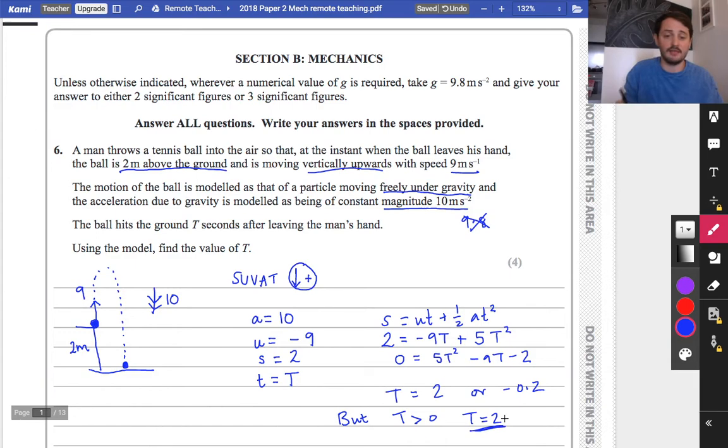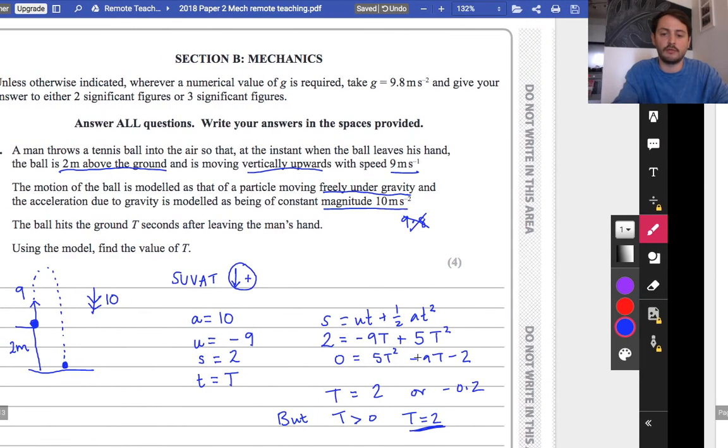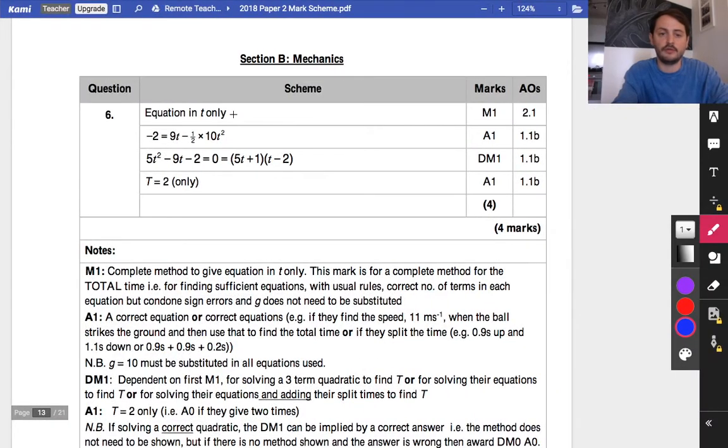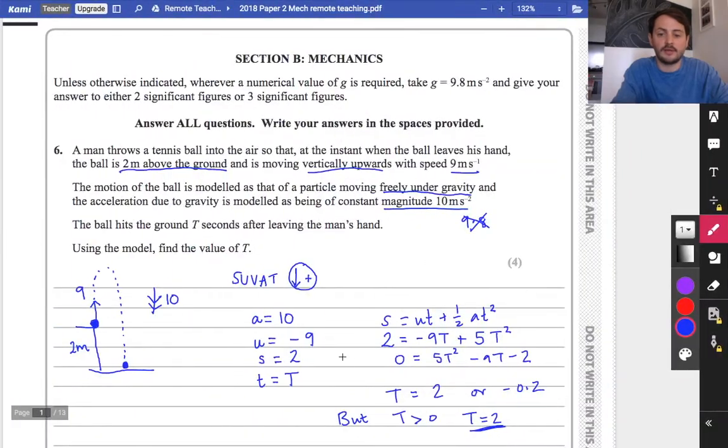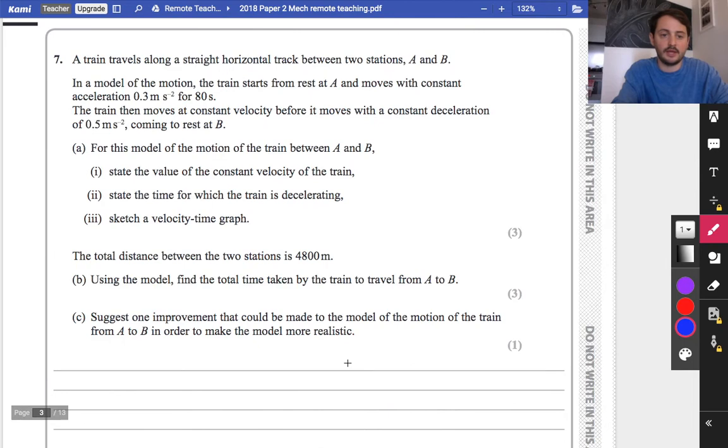Okay, so that's a really easy first question for SUVAT there. I'm just going to really quickly show you the mark scheme so you can see how you'd get those 4 marks. First of all, an equation that only has t in it. If it's s equals ut plus a half at squared, you get 2 marks for getting this bit here, because you've got the accuracy mark as well. The third method mark is just for solving the equation, but you can just solve this on the calculator. So the last mark is just for coming up with t equals 2. Nice, easy question there.